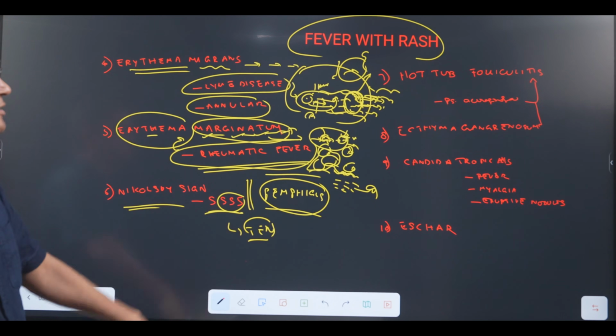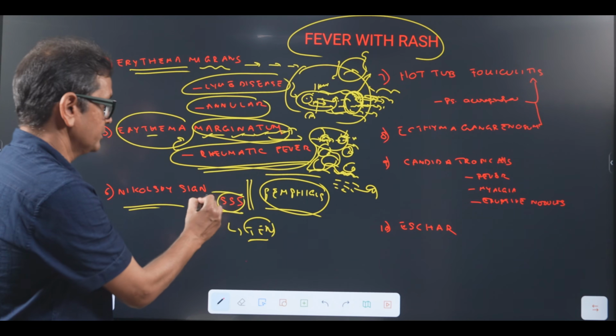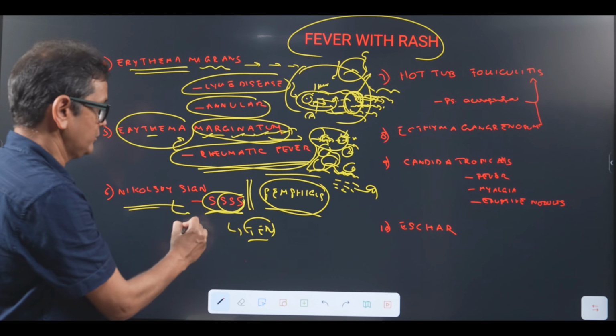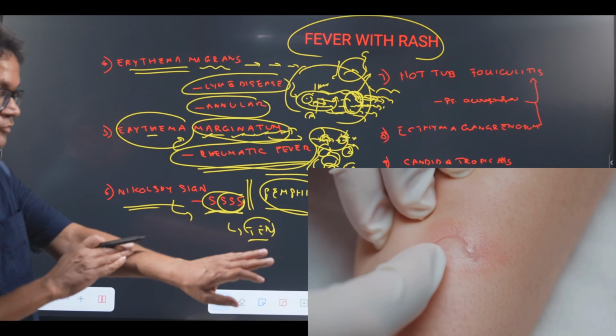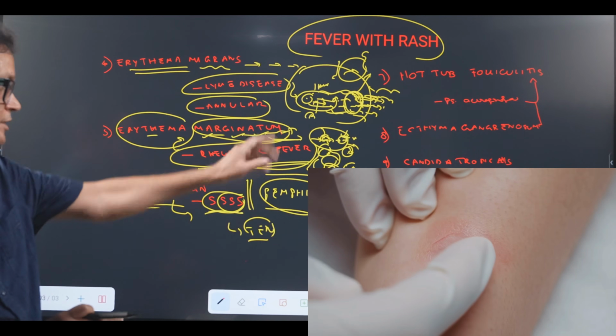It is one of the very dangerous conditions where preformed toxins of Staphylococcus will make this detachment of epidermis from the dermis. So, if you press the skin, it slides forwards as shown in this figure.